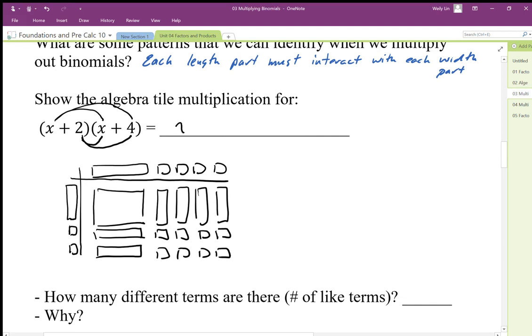So we end up with x squared. I do this in a different color. We end up with the area of x squared plus 4x it was. So there's our x squared plus 4x. There's our 4x's right here. 1, 2, 3, 4. Plus 2x's, and our 2x's show up here, and then plus 8. There's our 8 ones that show up in the bottom right hand corner.